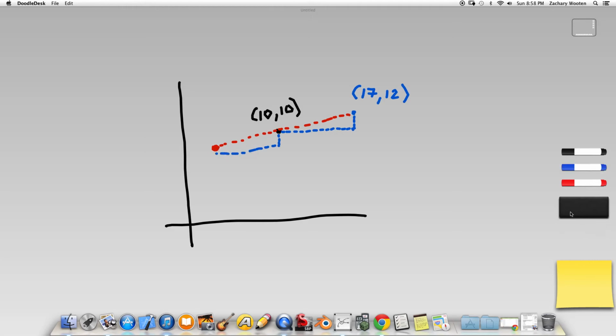I got a little sloppy there. Let me erase that and straighten that up. But when we look at this, it's actually not going to be too hard at all to figure out how far they've gone. So look at the x values first. 10 to 17, how far did they go from the midpoint to there? That's a distance of 7. Then look at the y's, 10 and 12. How far did they go there? Well, they went up 2.